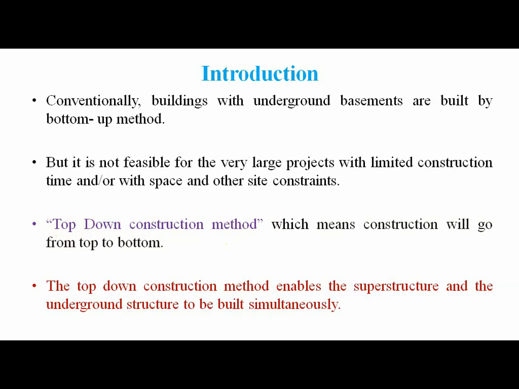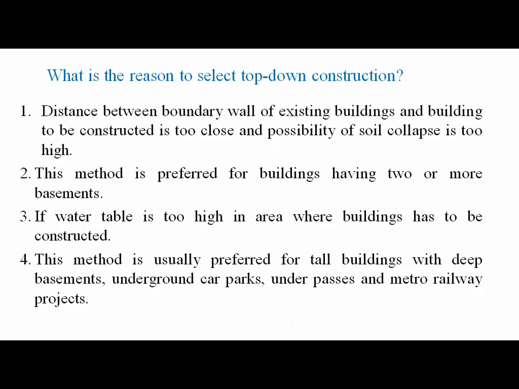The top down construction method enables the superstructure and the underground structure to be built simultaneously. In this top down construction, the construction of superstructure and the underground structure will be conducted simultaneously. You can construct the superstructure and underground structure at a time. So this is one of the advantages of this top down construction.